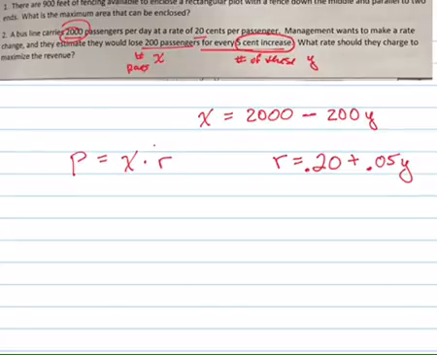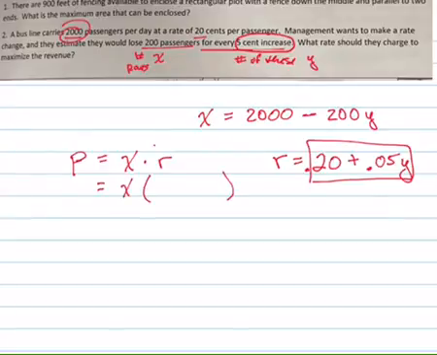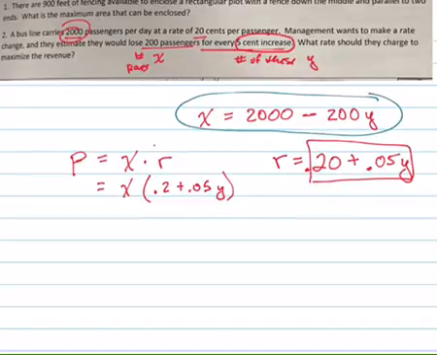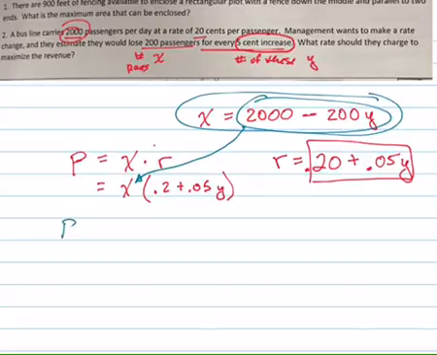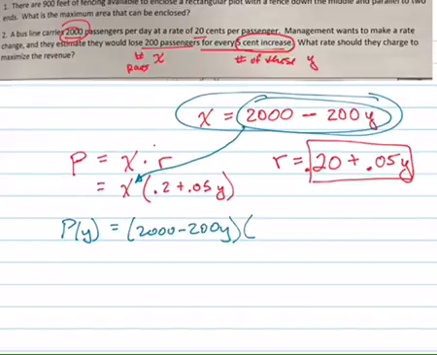All right, so now that I have that rate, I can substitute that in here. So really what my profit is going to be is equal to X times the rate, which is 0.2 plus 0.05 times Y. And now I'm going to take my equation relating X and Y together, and I'll plug that in. I'll actually just plug the Y in for X, and that's going to give me my profit in terms of just Y, which will equal (2,000 minus 200Y) times (0.2 plus 0.05Y).